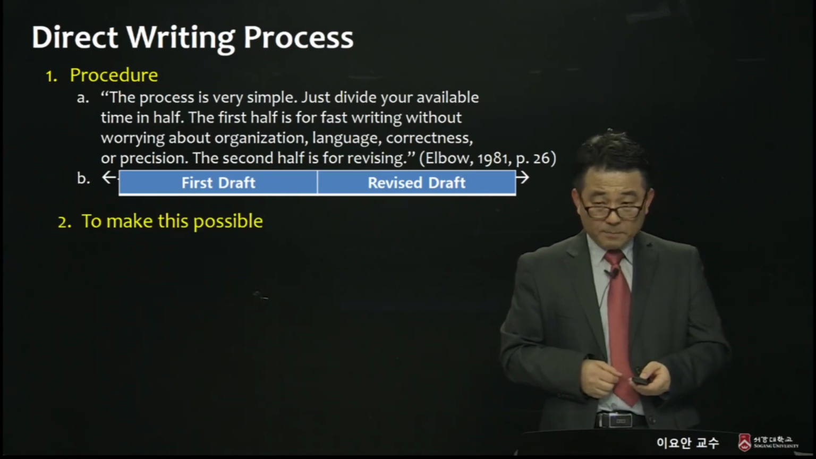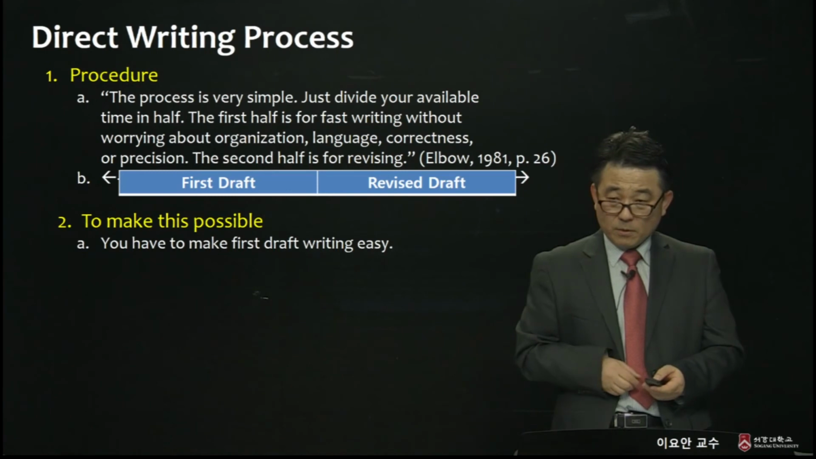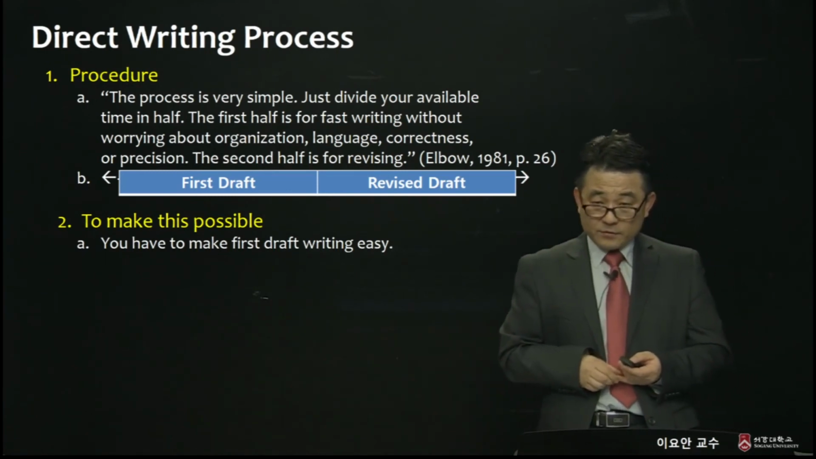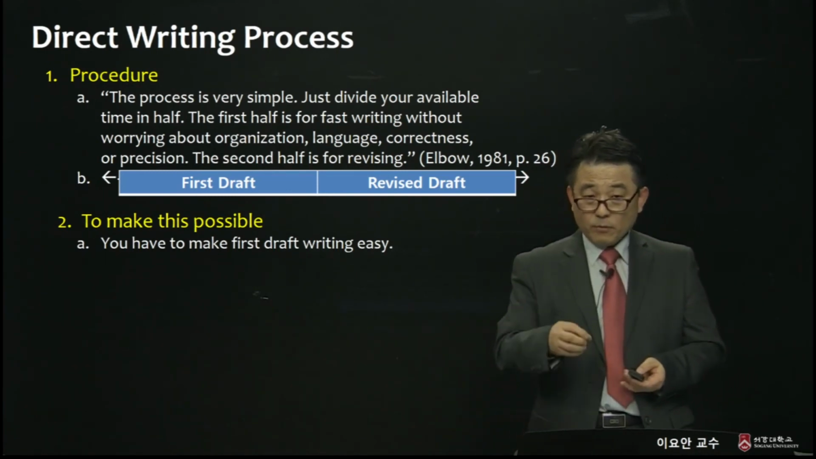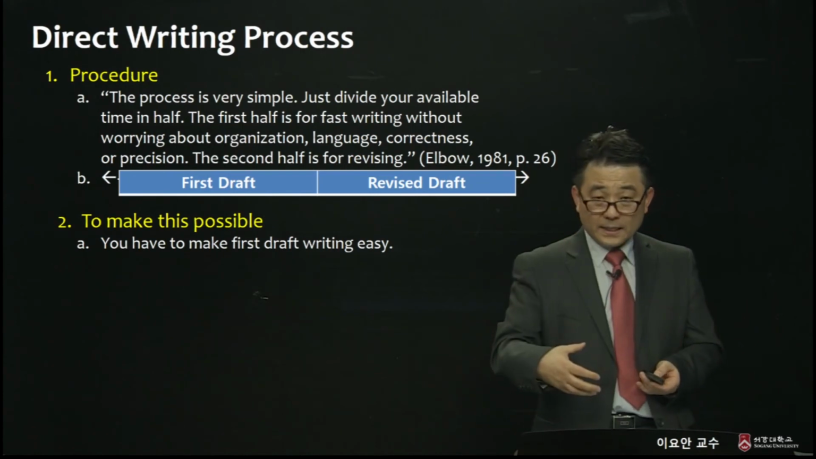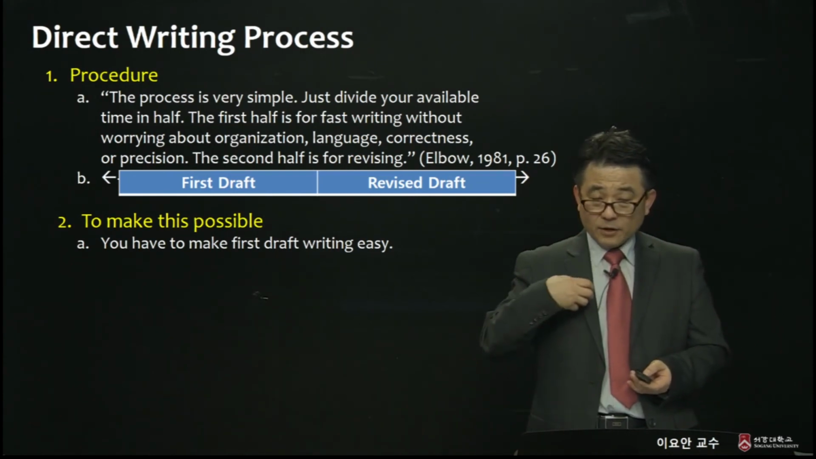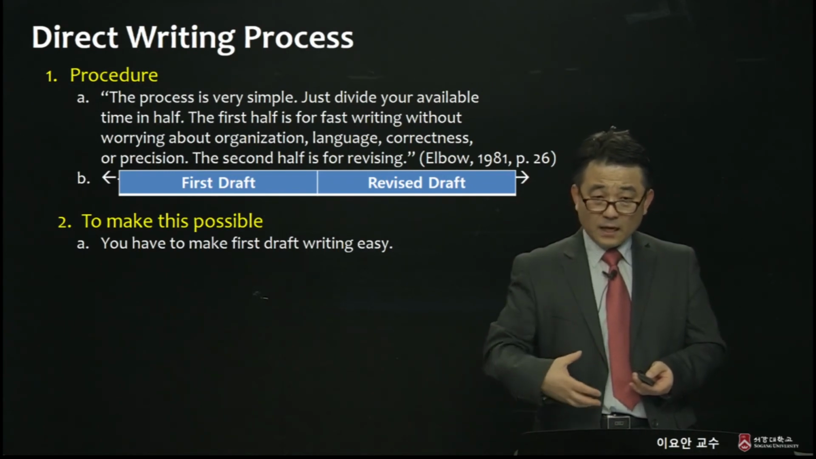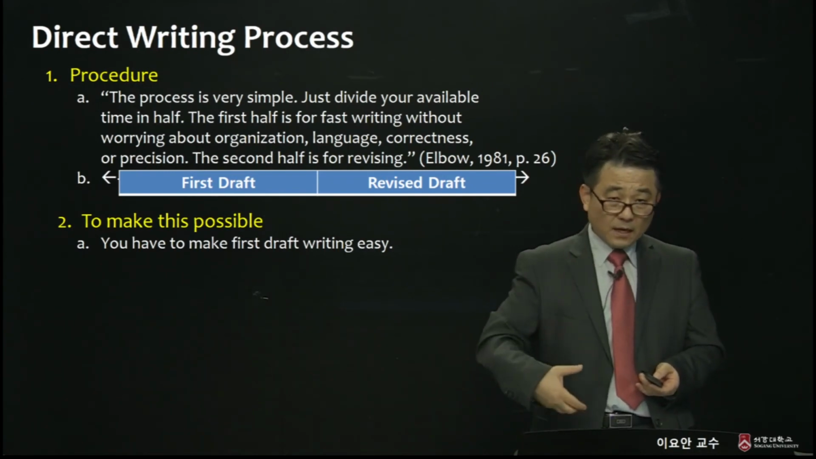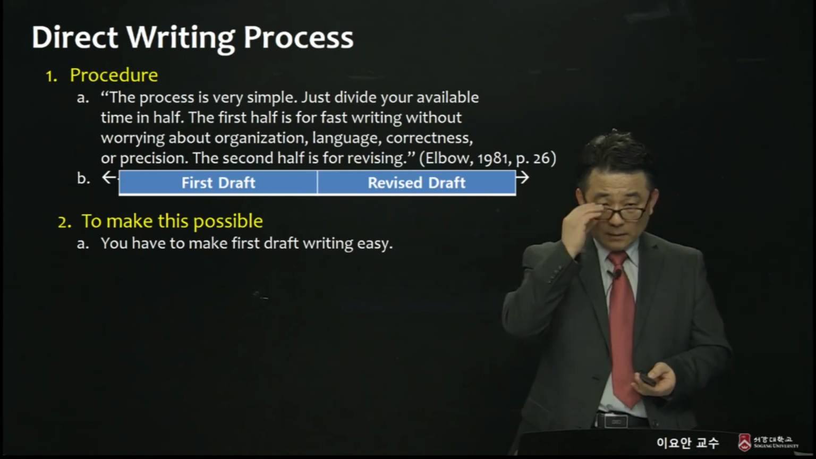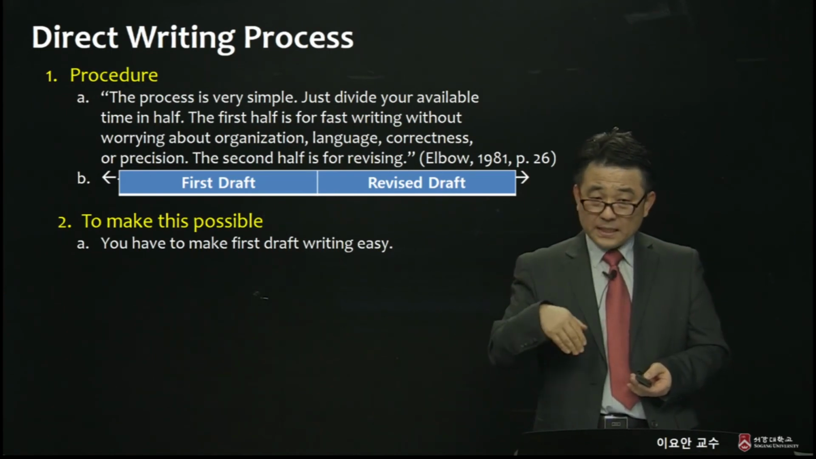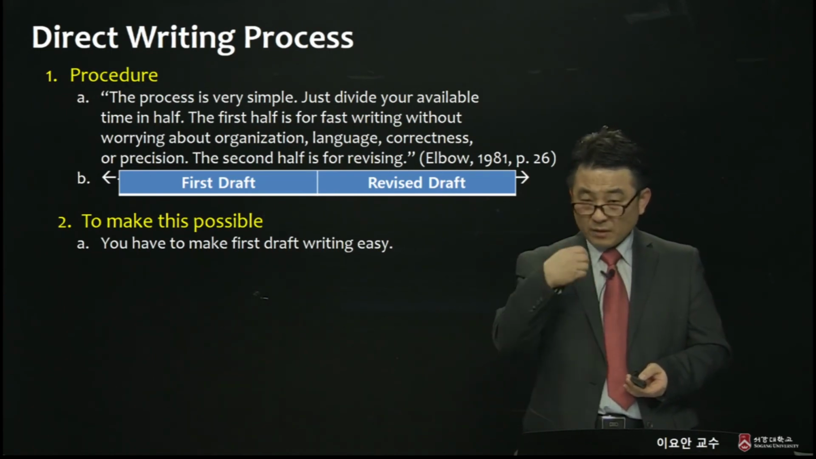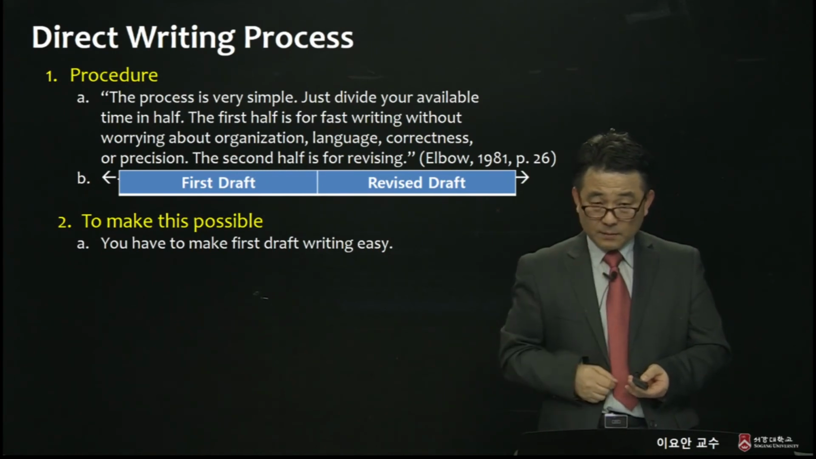Now, to make this possible, there's two conditions. Number one, you have to make first draft writing easy. Remember, perfect writing requires a lot of work, a lot of energy, a lot of thinking, a lot of revisions, and so on. But he says the first draft should be easier, so that you can produce a lot of materials.